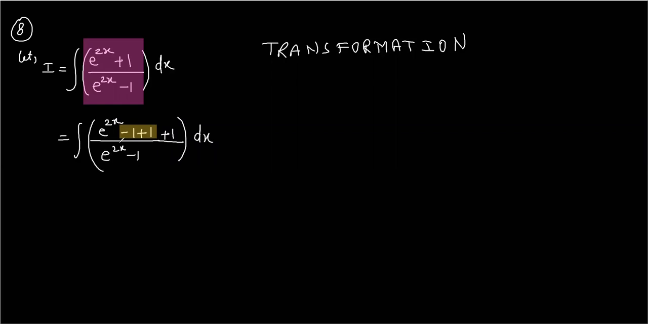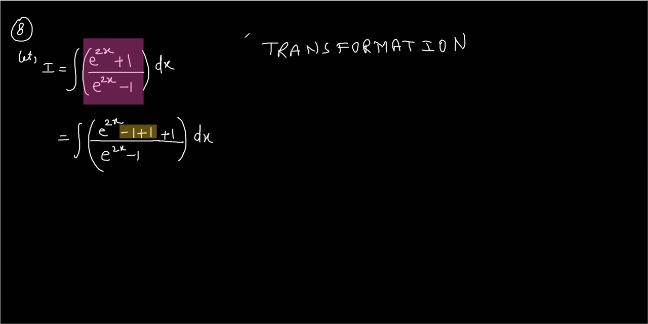So everybody see, you have e raised to 2x plus 1. So I have here e raised to 2x plus 1. Only this thing I did, which is manipulation. Now why am I doing it? It is for applying the results. I want to transform this.